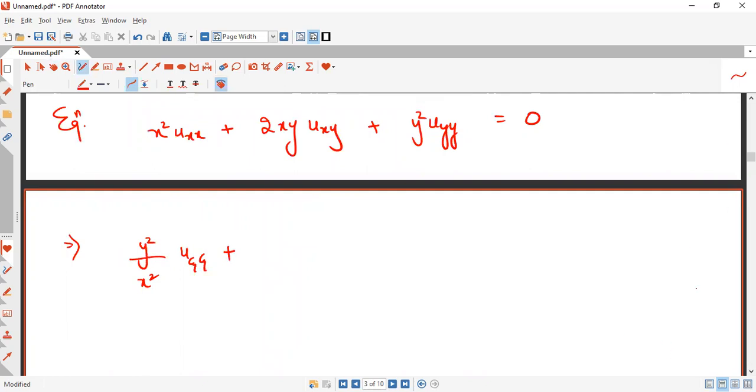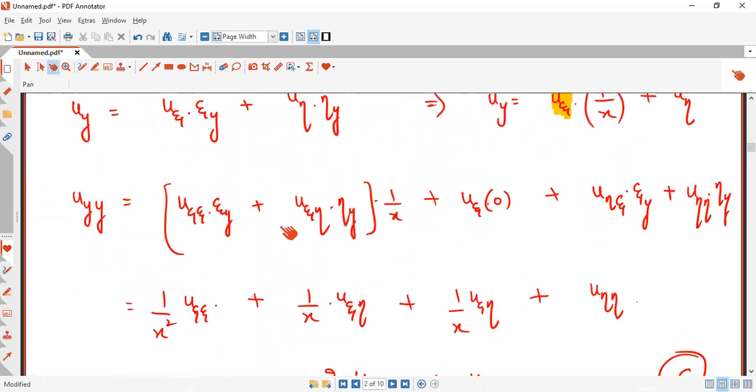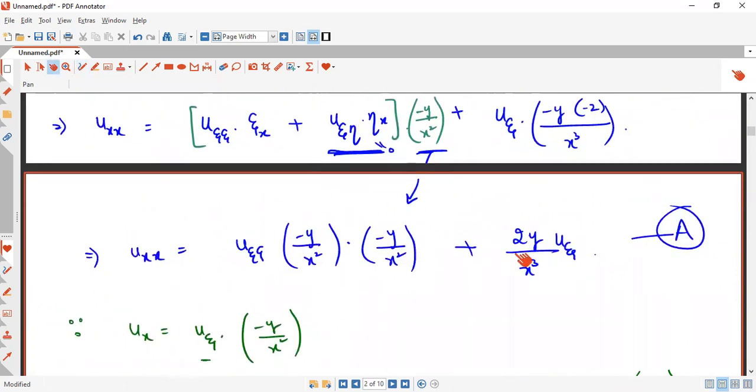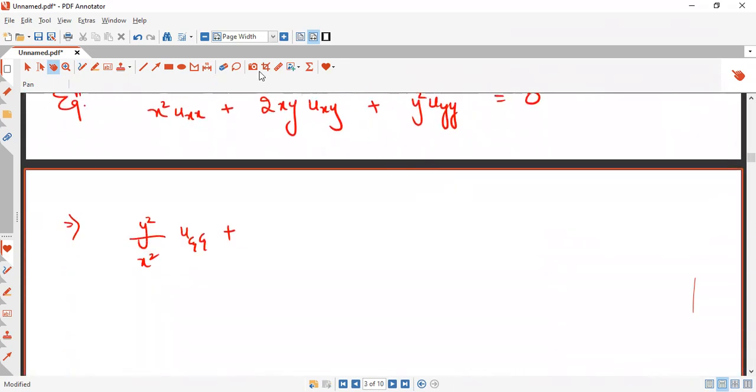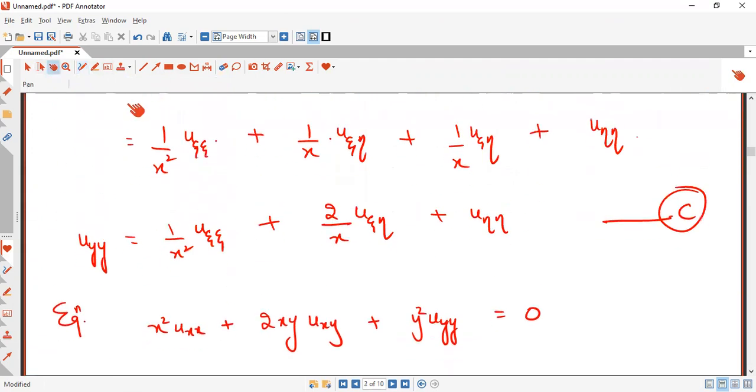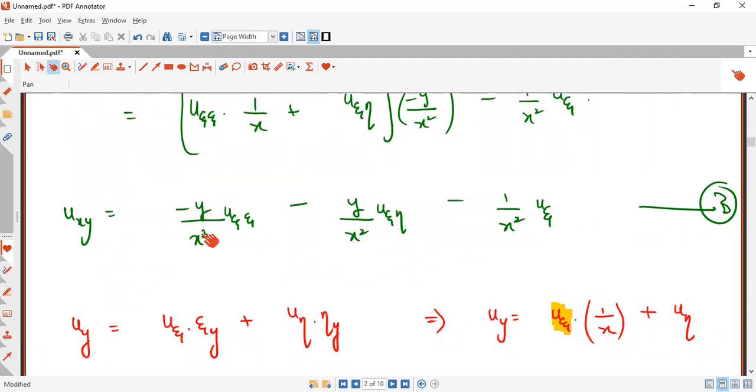Plus, I'm multiplying this x square here. x square multiplied, it will become 2y upon x of u xi. Then 2xy of uxy, right? You find it out by yourself. I'm just writing it over here directly.